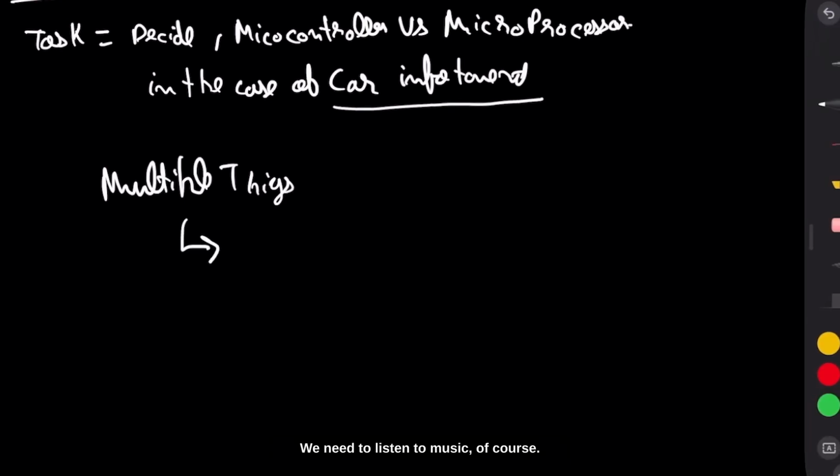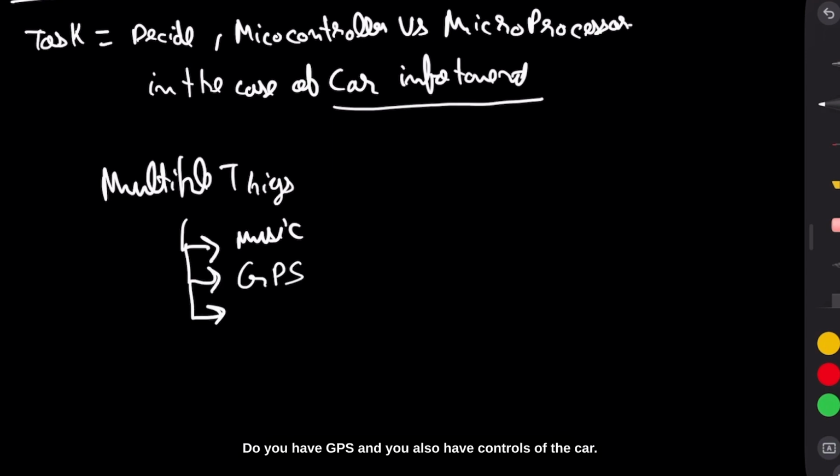Okay, we need to listen to music. Of course, everyone listens to music. I mean, there are people who don't, but mostly everyone does. Do you have GPS? Okay, and you also have controls of the car. Now, when you are using GPS, you would also want songs to play in the background as well. And also, you might need to change the color of the lights or open some doors or something. So, you need all of these things happening at the same time. Of course, high end cars have more of these features, but low end cars are slowly getting all these features as well. But all of these things tell us that you are going to use a microprocessor.